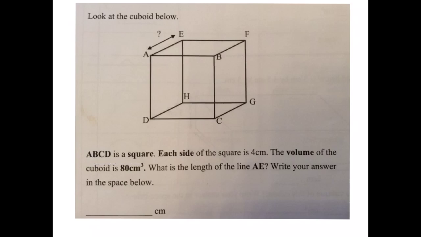Look at the cuboid below. ABCD is a square. Each side of the square is 4 centimeters. The volume of the cuboid is 80 centimeters cubed. What is the length of AE?